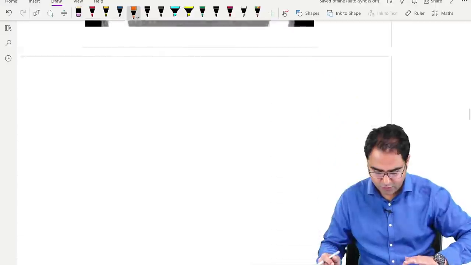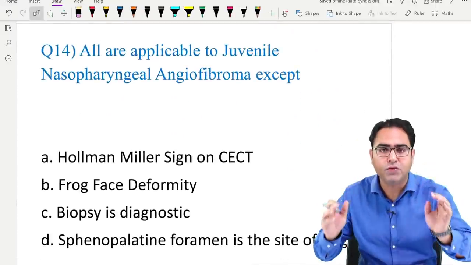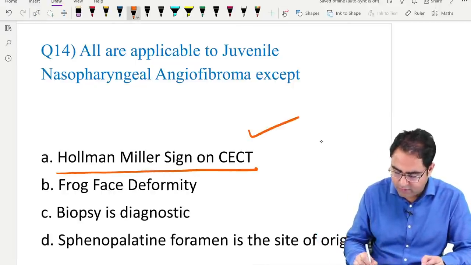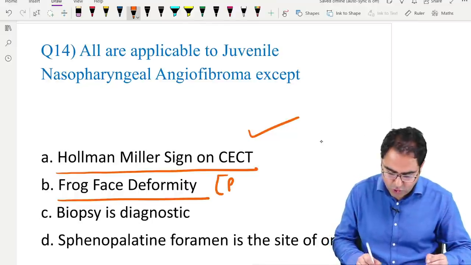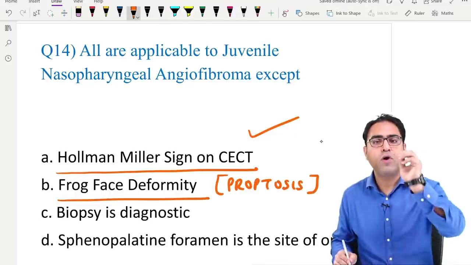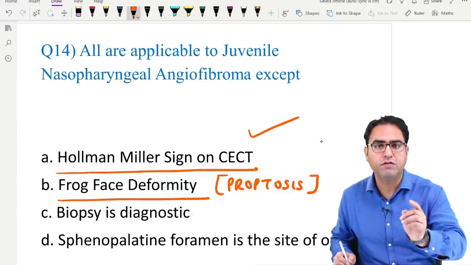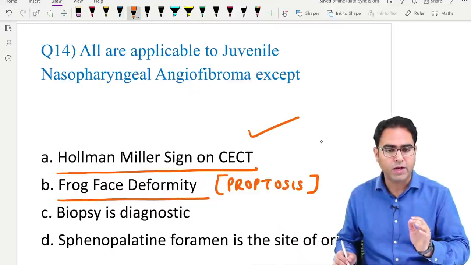Okay, let's go further. All are applicable to juvenile nasopharyngeal angiofibroma except. Now, Holman-Miller sign on CT scan? Correct. Frog face deformity? Yes. Proptosis: the tumor grows to the orbit and that leads to proptosis, and that is called frog face deformity, beta. Everybody clear? Are you clear about the Radkowski staging? Yes or no, beta? Okay.